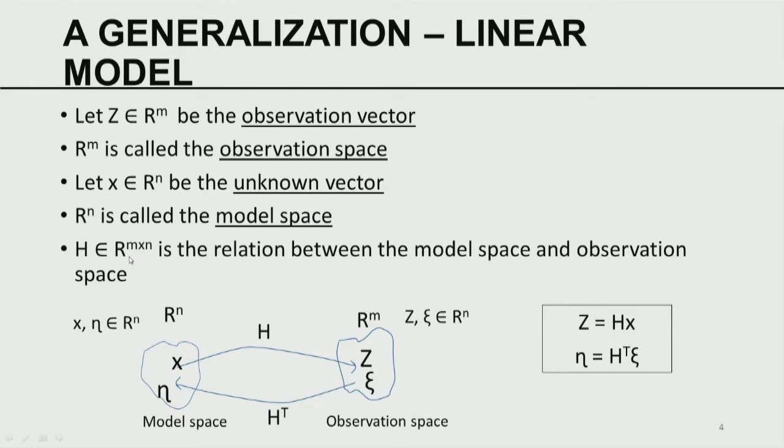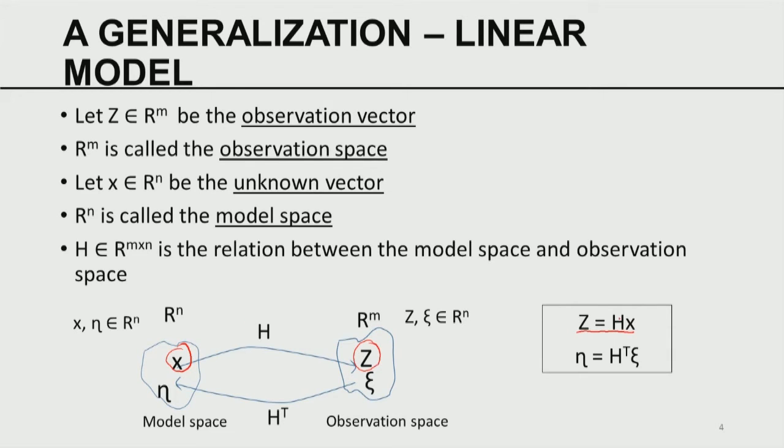The matrix H in R^(m cross n) is the relation between the model space and the observation space. So if I have x in the model space, my H maps the x into z. This relation between the model variable and the observation variable is given by the matrix H. So H is the known matrix.